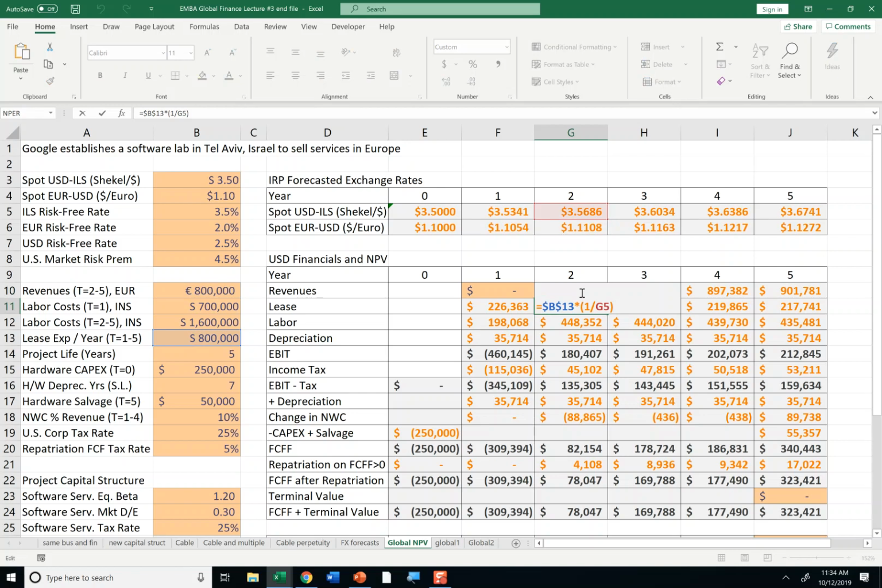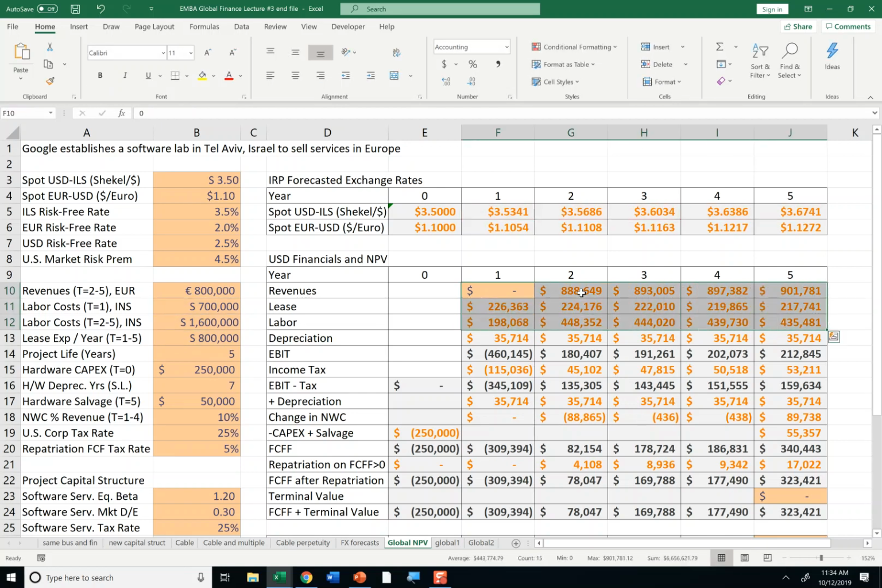However, with this one, this is in shekel, right? So I need to multiply shekel times dollar over shekel exchange rate, but I'm given a shekel over dollar exchange rate, so I have to flip it. So now I have that. And I did the same thing with labor, just converting everything back to dollars. All right, the first 3 lines weren't that bad, were they? Just forecasting exchange rates and converting all cash flows back to dollars. All right, I'll lose you pretty soon, don't worry.